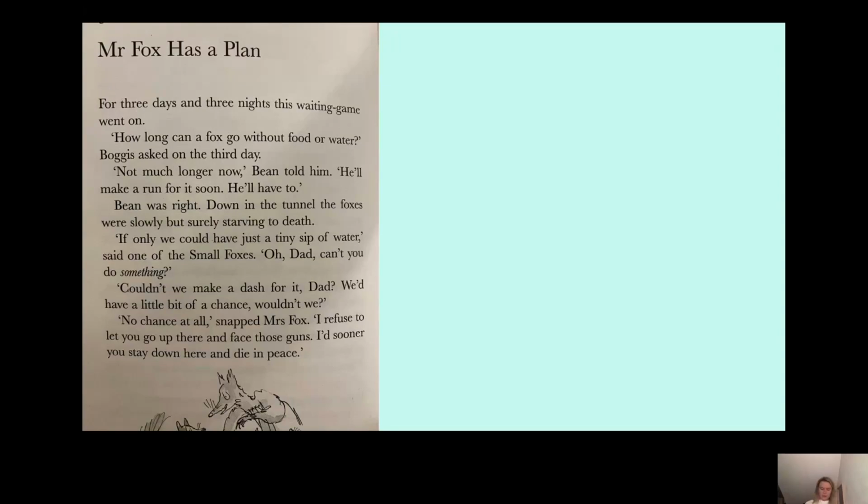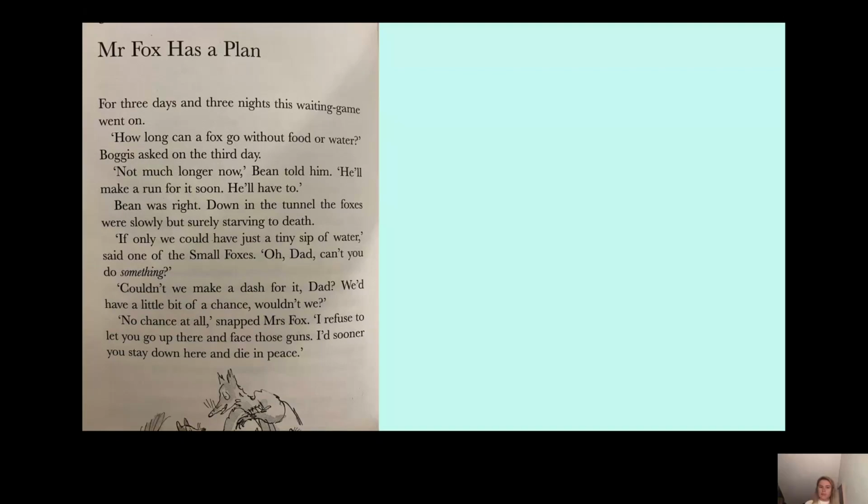Okay, so there it says, could we make a dash for it, Dad? Now, a dash here is a noun, and we're going to be looking at the verb, which is dash, to dash. Now, we know that the farmers are waiting outside their home, so Mr. Fox and his family's home under the tree. Now, if they make a dash, what will they be doing? Well, they're going to try and escape, aren't they? That's what the small fox is thinking here. And if they try and escape, they're probably going to want to do it pretty quickly, aren't they? They're not going to want to wait around. They're going to want to get out of their home and run away so that the farmers don't catch them.